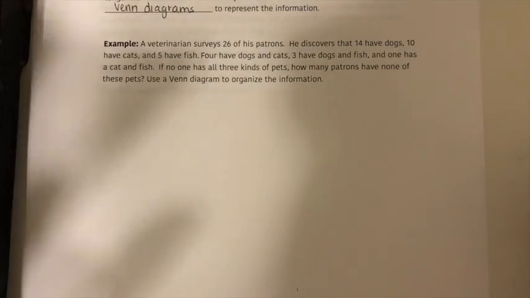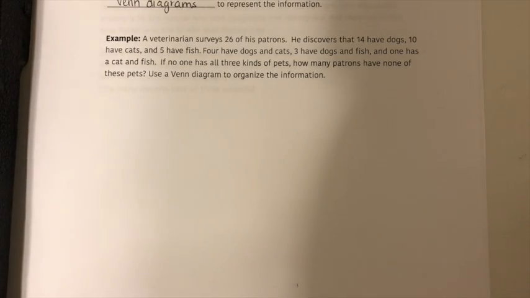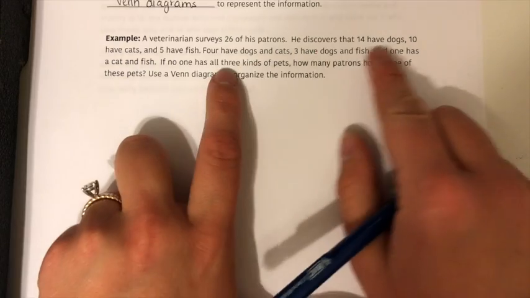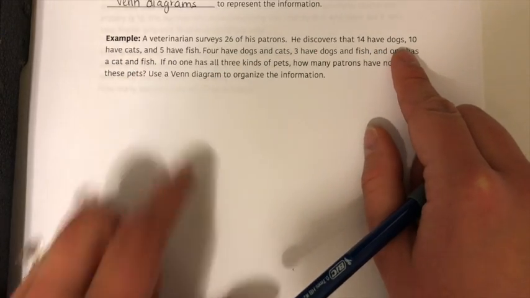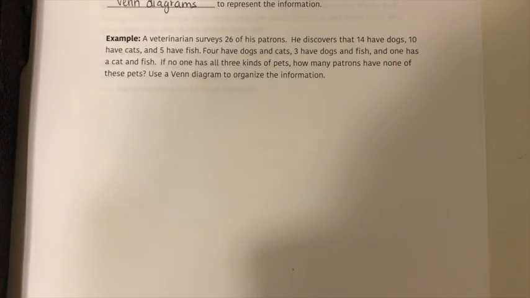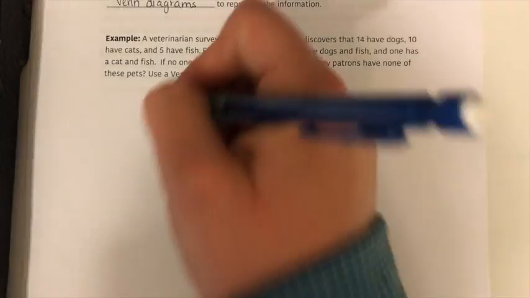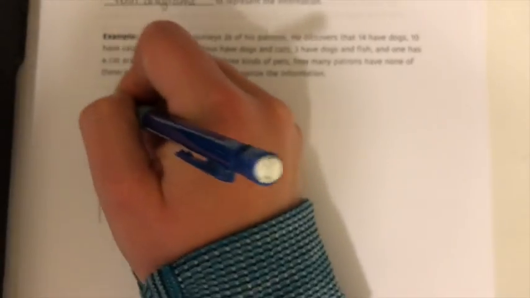Okay, so for the example, a veterinarian surveys 26 of his patrons. So whatever we put should equal 26. He discovered that 14 have dogs, 10 have cats, and 5 have fish. 4 have dogs and cats, 3 have dogs and fish, and 1 has a cat and a fish. If no one has all 3 kinds of pets, we're going to figure out how many patrons have none of them. Okay, we're going to use a Venn diagram to organize this information.